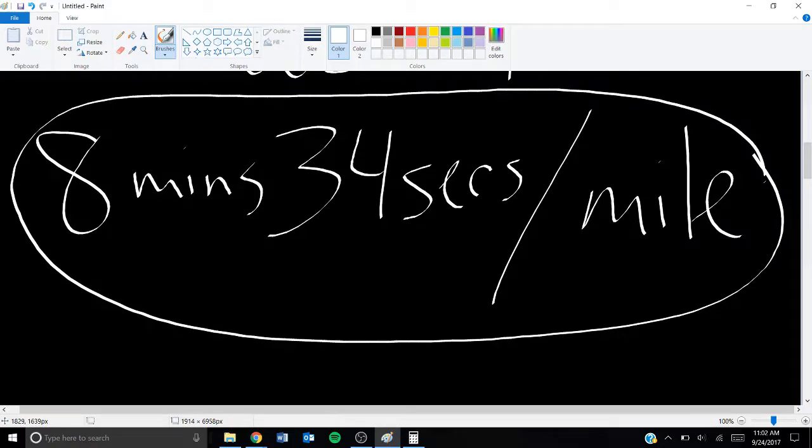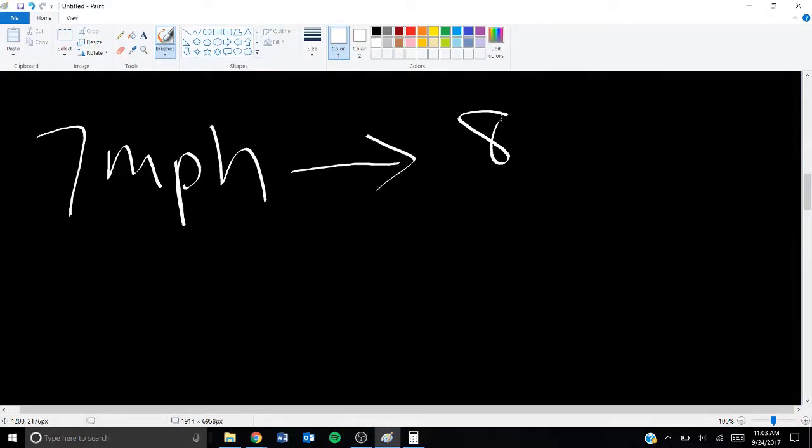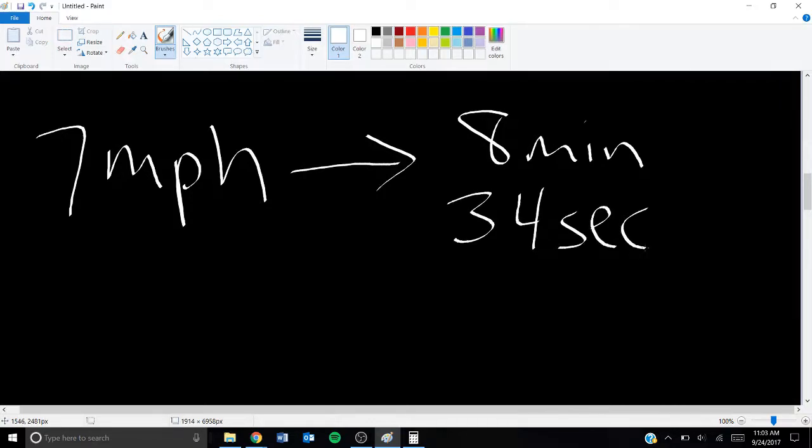So again, the take home here is that if you are going 7 miles per hour, it'll take you 8 minutes and 34 seconds per mile.